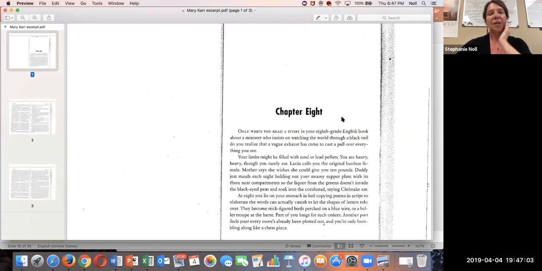So when Mary Carr opens this chapter by saying, only when you read a story in your 8th grade English book about a minister who insists on watching the world through a black veil, do you realize that a vague exhaust has come to cast a pall over everything that you see? So I guess when she's using the you, she doesn't have another character in mind, unless we want to say she's the character or that we're the character. Let me jump into this chat and see what we've got going on.